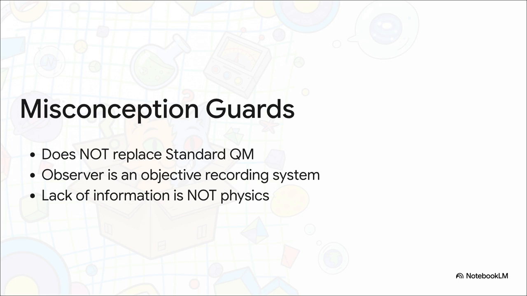Second, the observer is an objective recording system, like a camera sensor or a Geiger counter. It is not a mystical human consciousness that dictates reality by looking at things. And third, and this is the absolute biggest takeaway, lack of information is not physics. Just because a system's registration state is unupdated, you cannot use that to claim the physical world is in a macroscopic superposition. We have built a strict architectural firewall here between what happens physically and what is recorded as data.